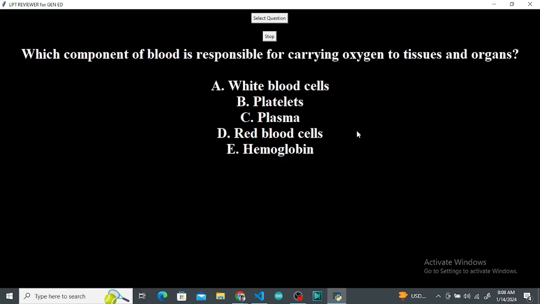Which component of blood is responsible for carrying oxygen to tissues and organs? A. White blood cells. B. Platelets. C. Plasma. D. Red blood cells. E. Hemoglobin. The correct answer is red blood cells.